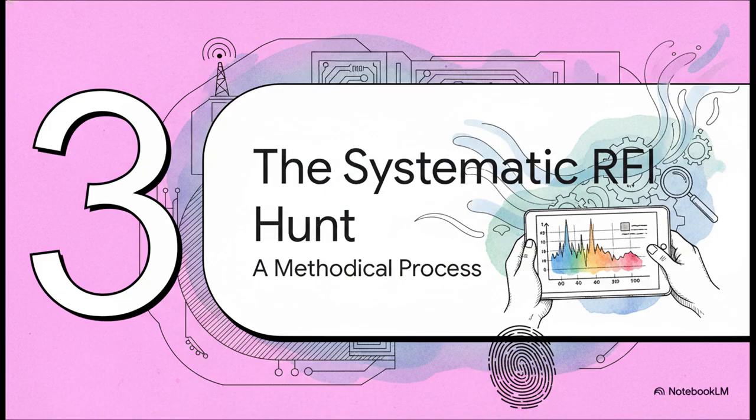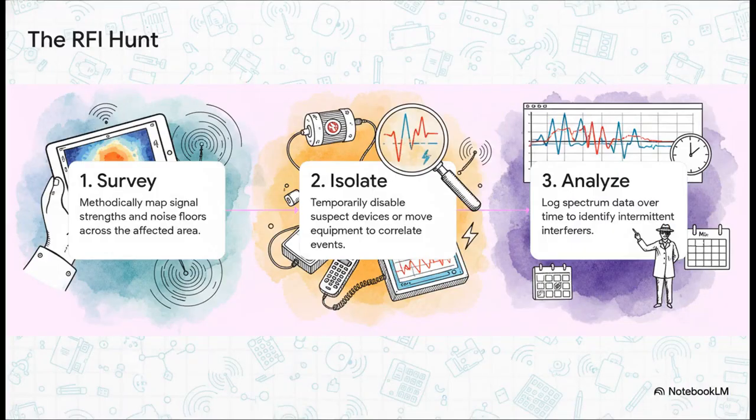But listen, having the best tool in the world is only half the battle. To be a real RFI detective, you have to pair that powerful tool with a methodical, repeatable process. It's not just about what you can see, it's about how you go about looking. And this is the playbook right here, broken down into 3 crucial steps. First, you survey the scene, get a baseline of what's normal. Second, you isolate your suspects. This is classic detective work. Start turning things off one by one and watch your analyzer. And third, this is the big one. You analyze those patterns over time. You let the culprit reveal itself.